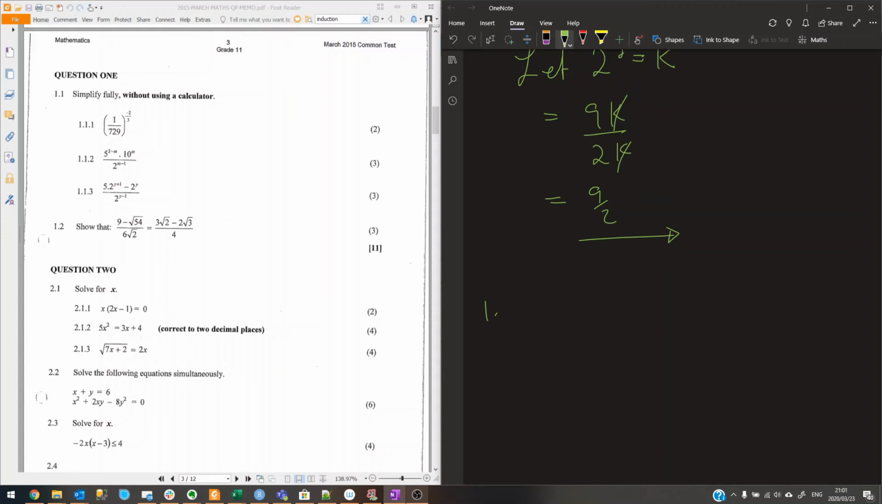Okay, 1.2. See, now this is not a simplify question. This is a show that question. Very different. Why? You already know what the answer is. The answer is exactly the equation that's been given. So don't take the equation and try to solve the equation or simplify something. You take one side of the equation alone. So you say left-hand side is equal to 9 minus root 54, the whole over 6 root 2.